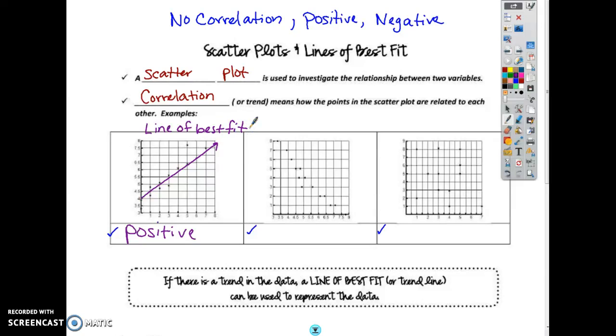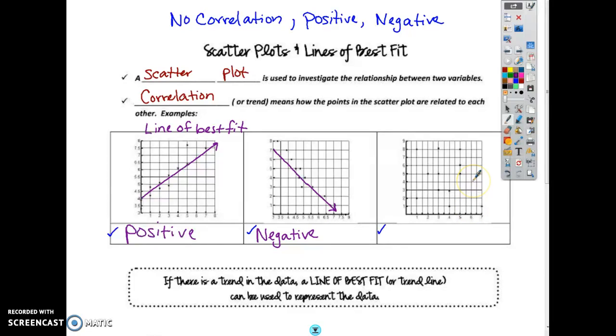And once you draw that line of best fit, you can tell, okay, that it has a positive slope. This one, when you draw the line of best fit, would be a negative slope, so this is a negative correlation. Okay? And the last one, can I draw a line that goes through these points? No. And because you cannot draw the line of best fit, this has no correlation.